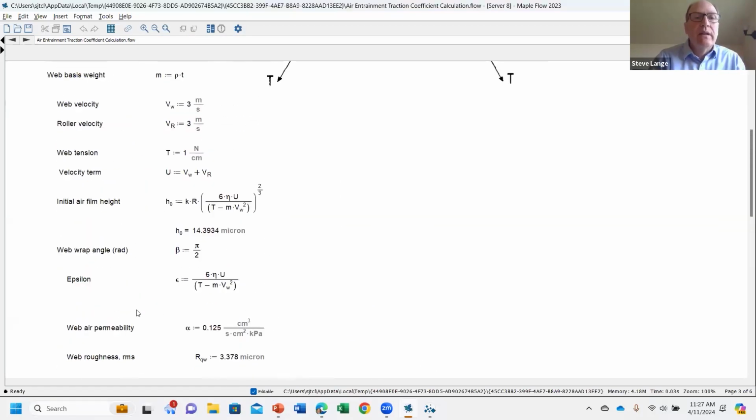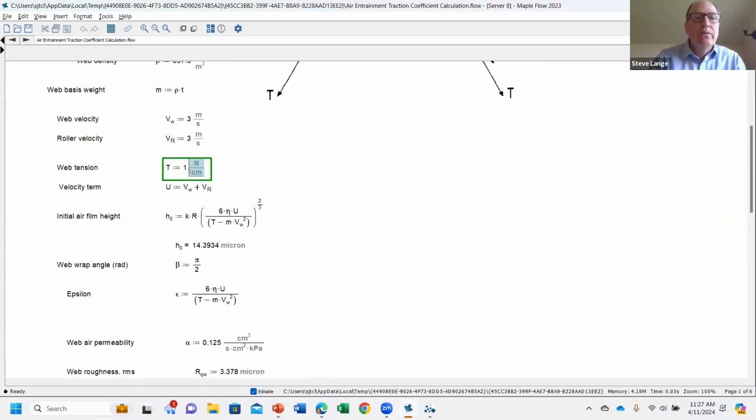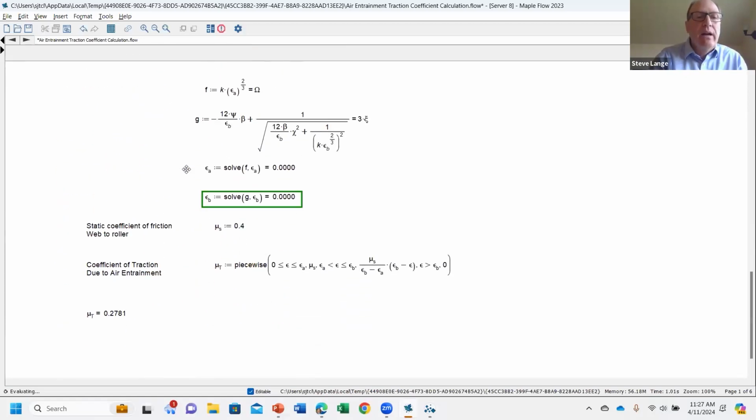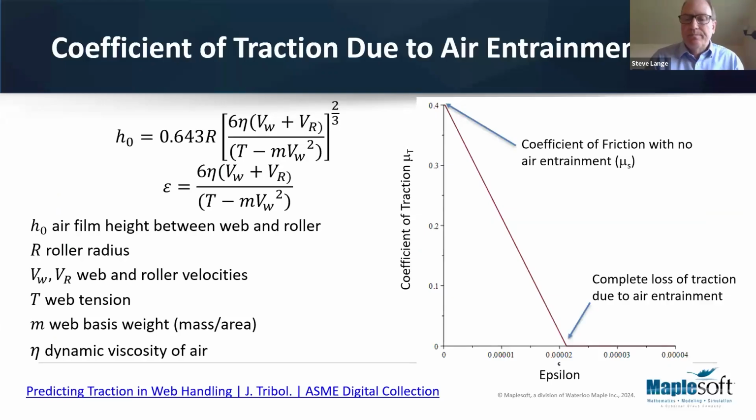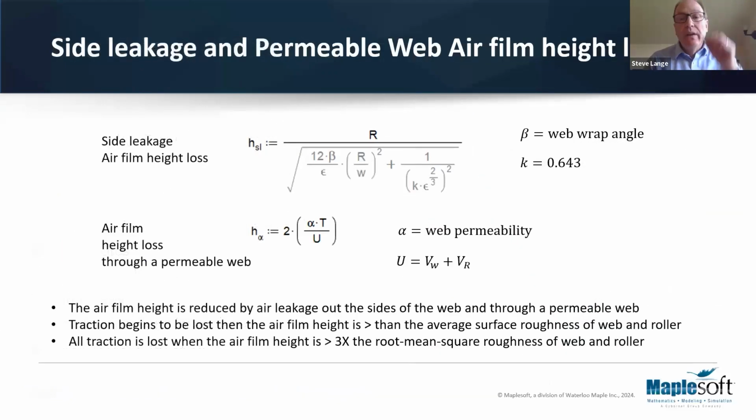So what happens, say, if we reduce the web tension in half? What is going to happen to that coefficient of traction? Instead of 0.3, it is 0.15. So again, the tension helps with maintaining traction on the rollers. And there are the equations for this side leakage and for the air film height loss through a permeable web.